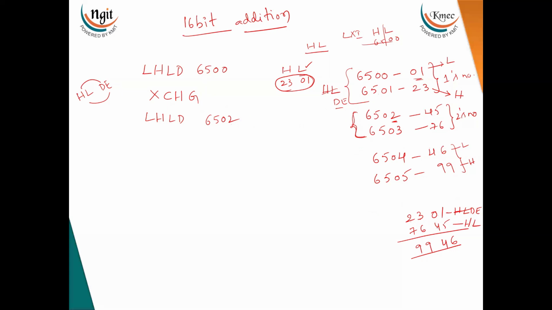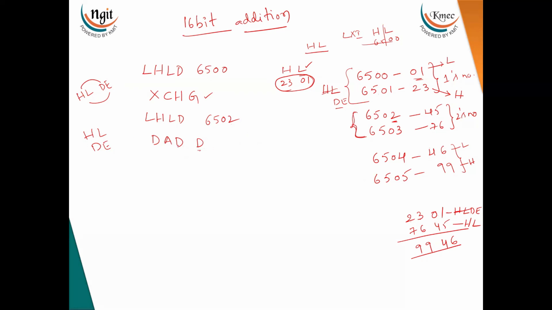Both 16-bit data can be added using one instruction, DAD D. This will add the HL with the DE. Here I have mentioned D, so it adds with the DE. If you mention B, it means BC. If you mention H, it means HL with HL only. Since the exchange works only between HL and DE, that's why I use DAD D.